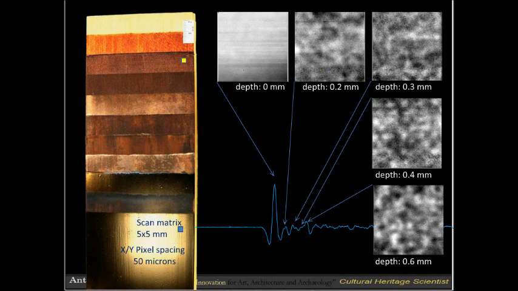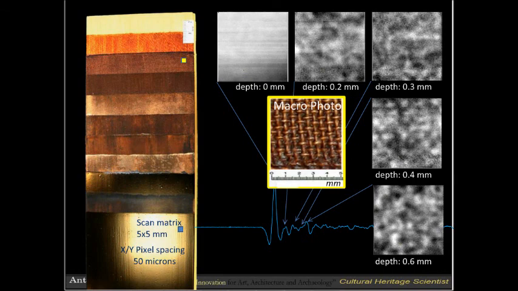We can compare it with a macro photo of the textile, and it appears obvious that the dots on the T-ray image are spaced as the threads in the textile pattern. Therefore, the method can be used successfully in detecting the textile substrate in lacquer.